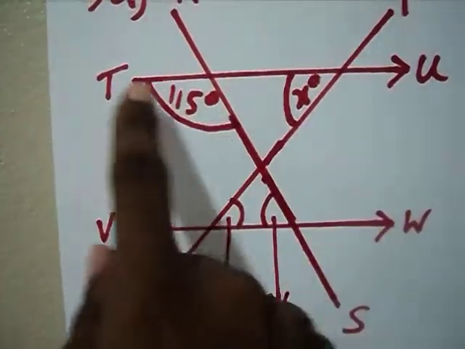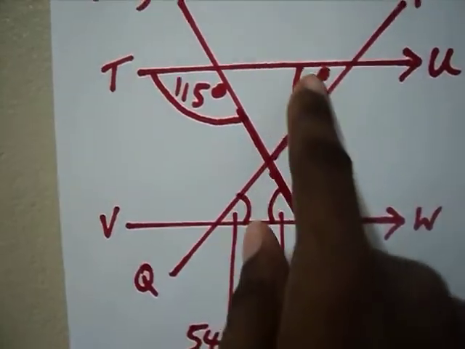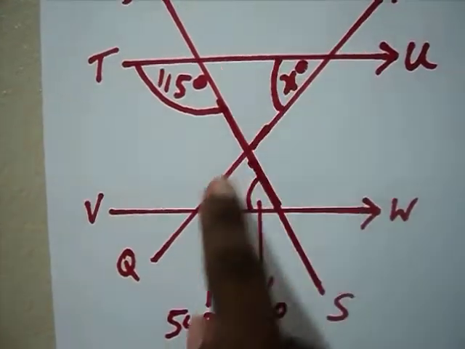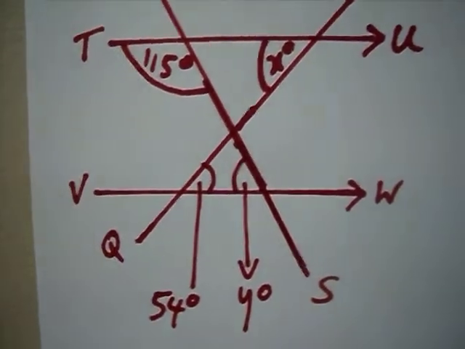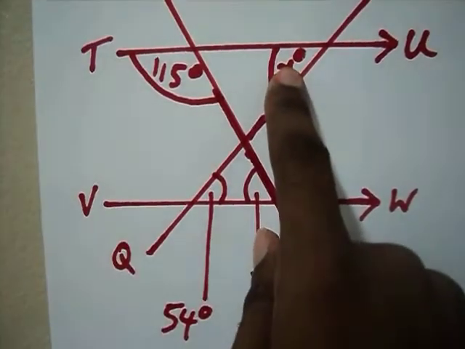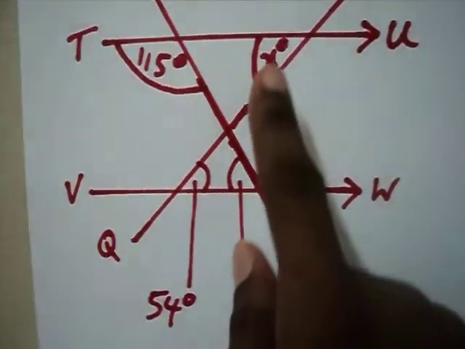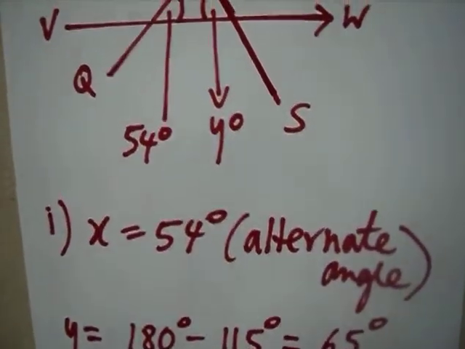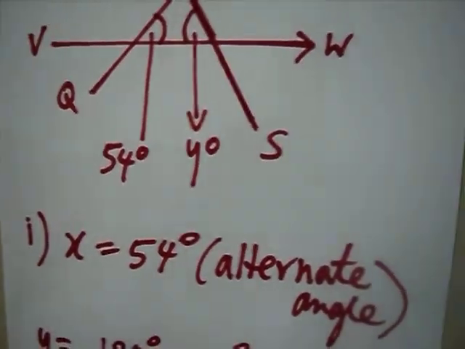The two angles there and here, for the Z shape, are considered to be alternate angles. So if they are alternate angles, then they are equal. So if this is 54 degrees, then this is supposed to be 54 degrees also. So X is 54 degrees because it is an alternate angle.